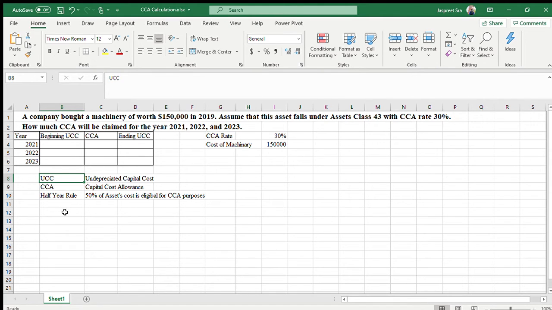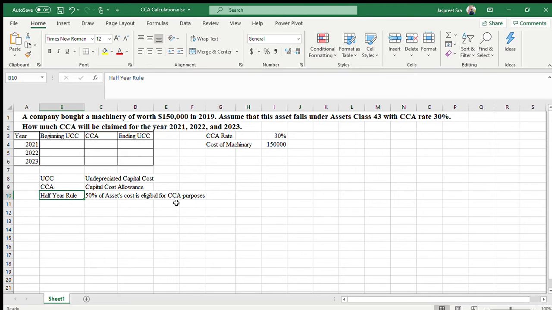And you also need to know a very important thing, that is the half year rule. So keep in mind, in year one, your company can claim CCA on half of the asset's cost. In simple terms, 50% of the asset's cost is eligible for CCA purposes.